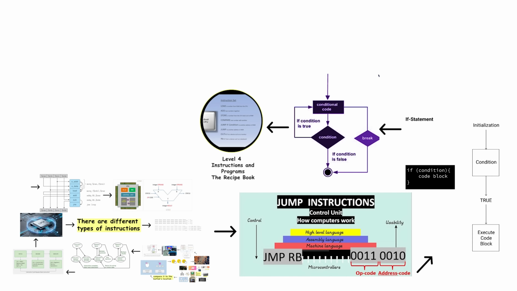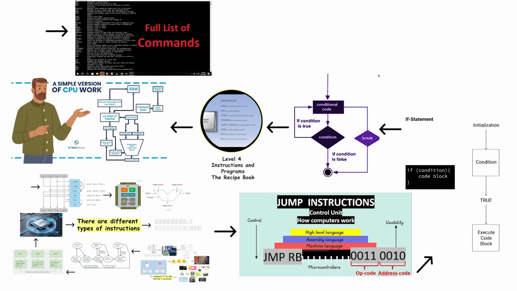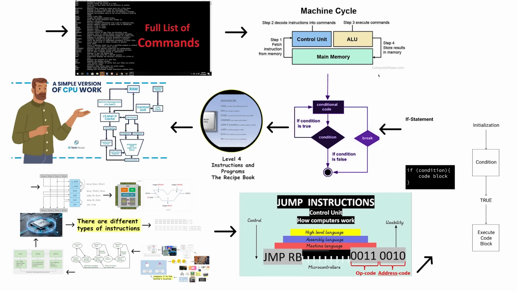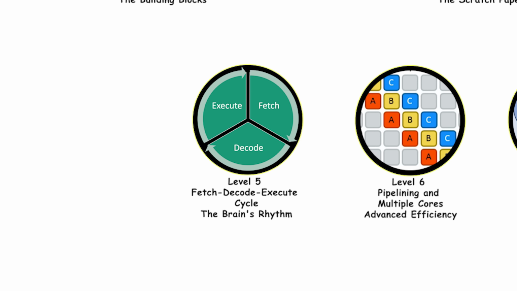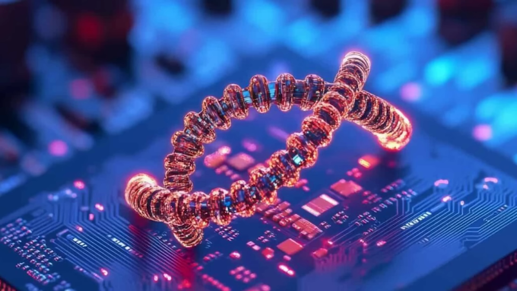But level 4 people understand instructions exist without understanding how the CPU actually processes them. They know programs are lists of commands, but they don't know the exact steps the CPU takes to execute each one. That's the next level. Level 5. Fetch, decode, execute cycle, the brain's rhythm. This is the technological DNA that powers every single processor ever made.